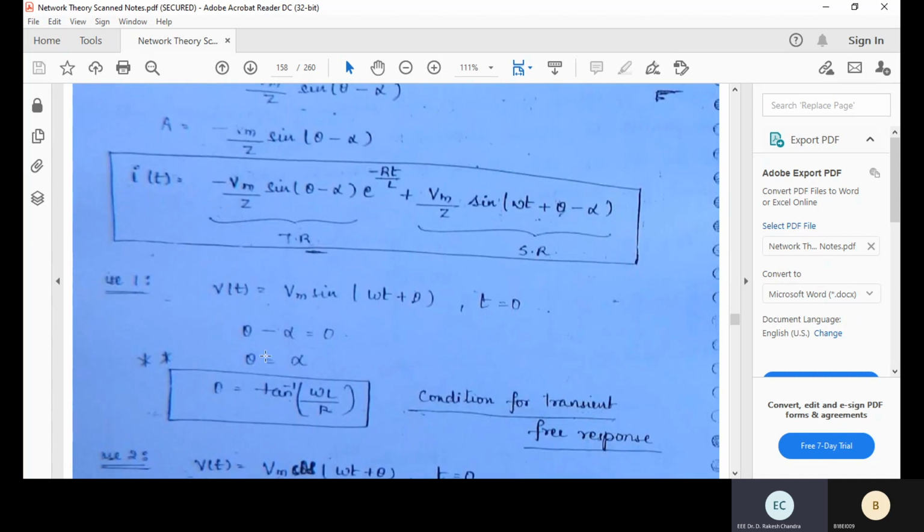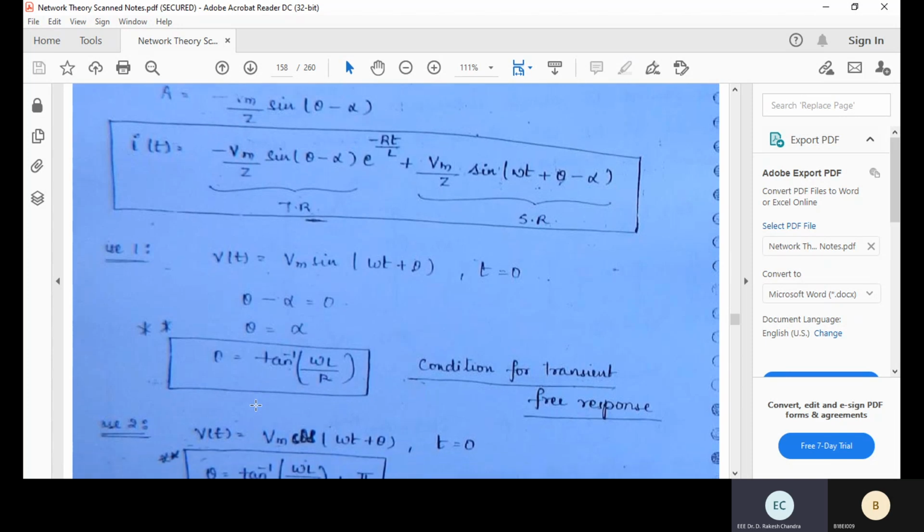In this transient response, when this particular component happens to be 0, it means the sine component is 0. The sine component is 0 when θ − α = 0, that means θ = α. What is θ? θ is equal to tan inverse of Lω by R. This is the internal angle in the series RL circuit, the impedance angle.